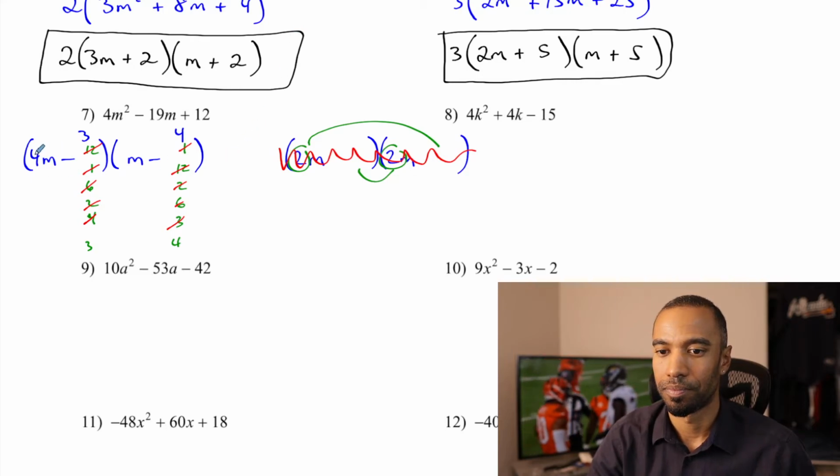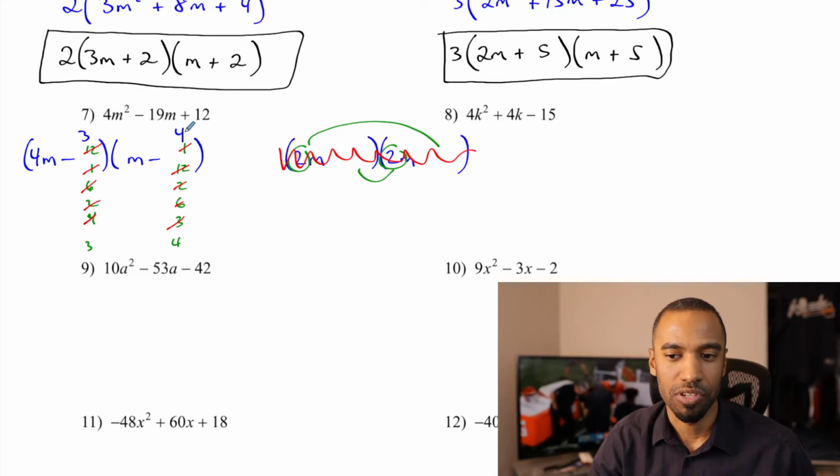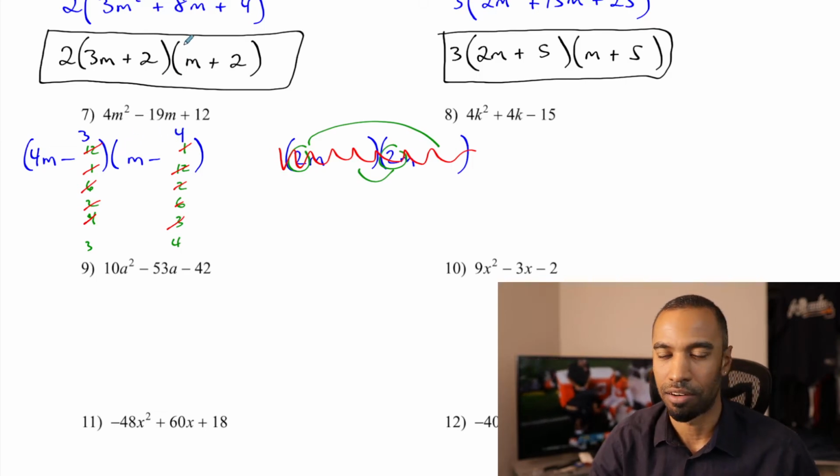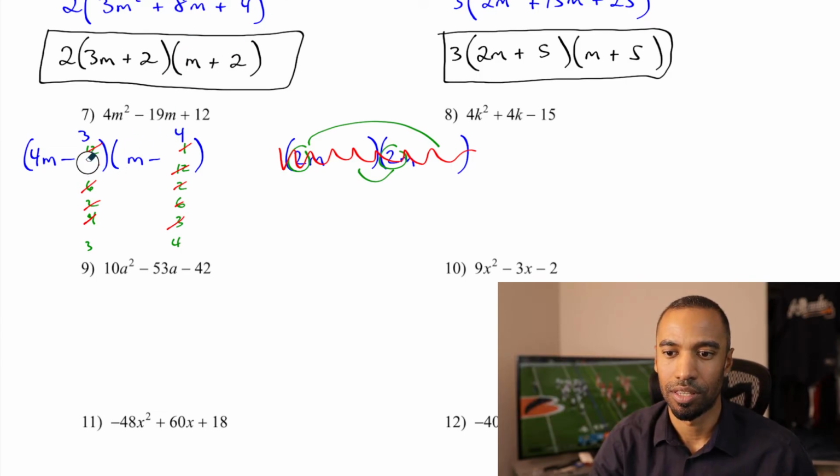But guess what? 4 times negative 4 is negative 16. Negative 3 times 1 is negative 3. Negative 16 minus 3 is negative 19. The answer is this one here.